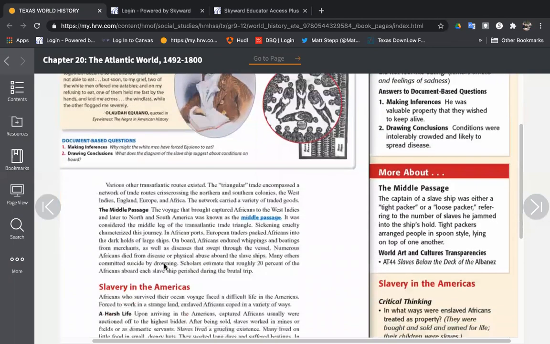The voyage that brought captured Africans to the West Indies and later to North and South America was known as the Middle Passage. It was considered the Middle Passage because it was the middle of the triangular leg of the trade. Europeans trapped and packed Africans into the dark holdings of large ships. They endured whippings, they endured beatings from the merchants' hands, as well as disease that would sweep through.